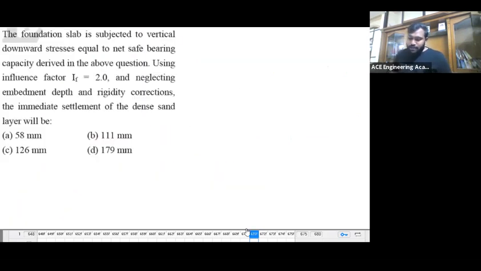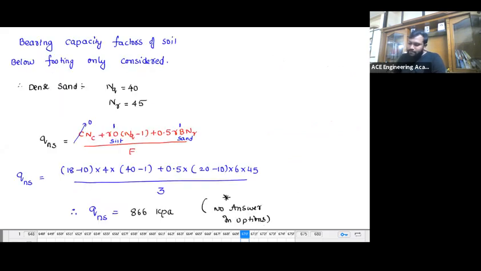And you see the next question, for the same thing, bonus marks. If you go for safe, that is going to be by taking soil factors. But the correct answer is this one, 866.